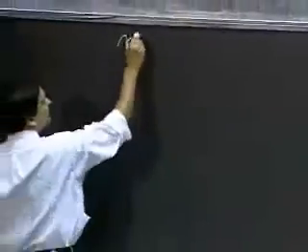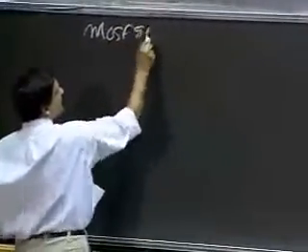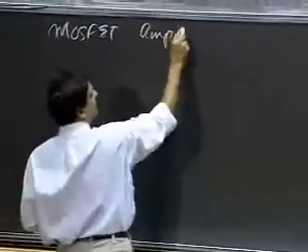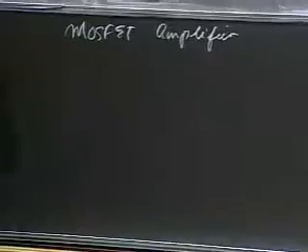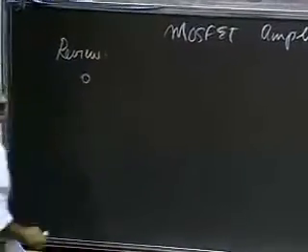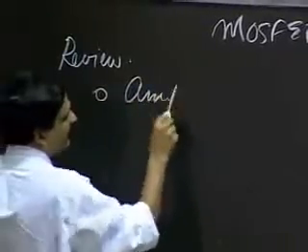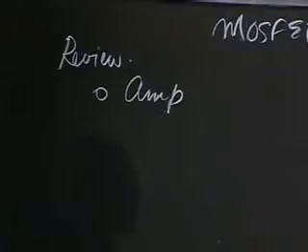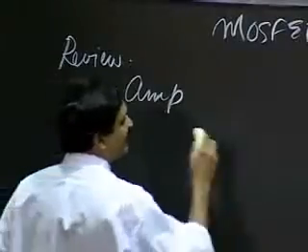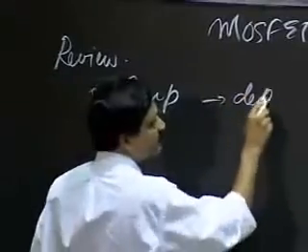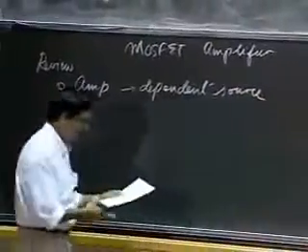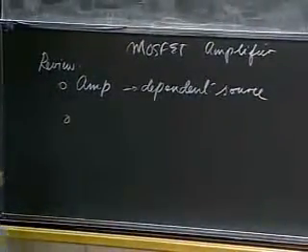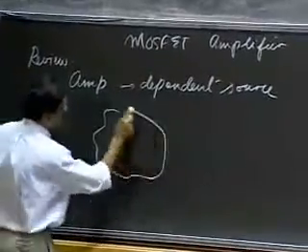So today, we'll talk about the MOSFET amplifier. Let's start with a quick review. In the last lecture, I showed you that I could build an amplifier using a dependent source. And a dependent source worked as follows.